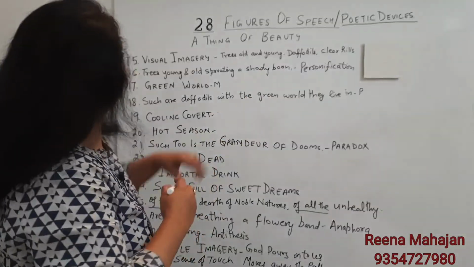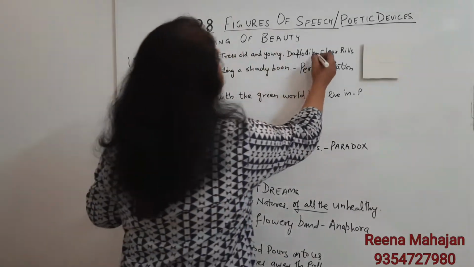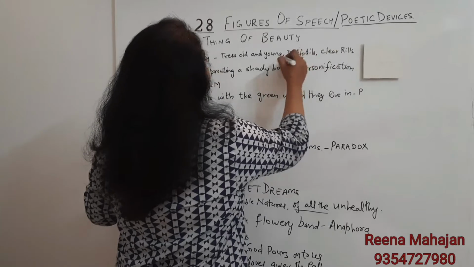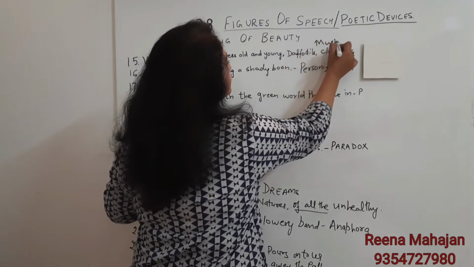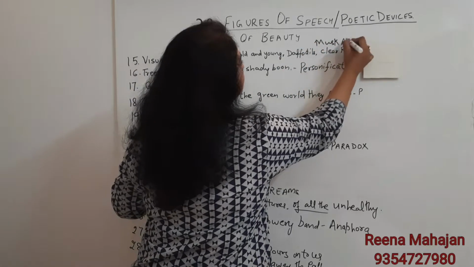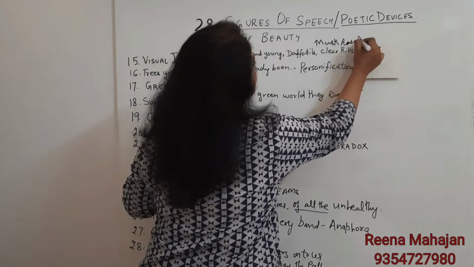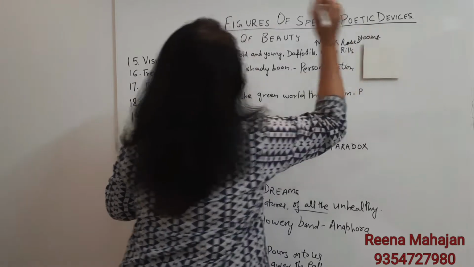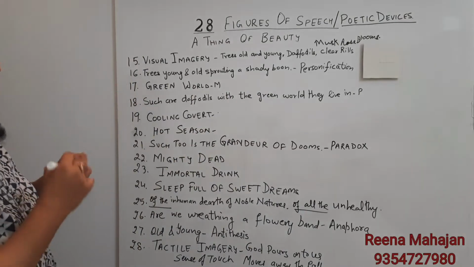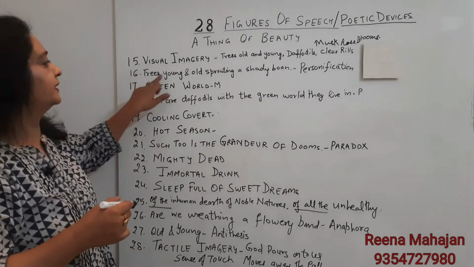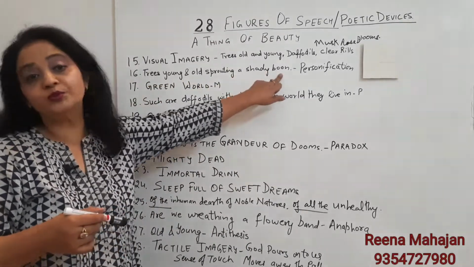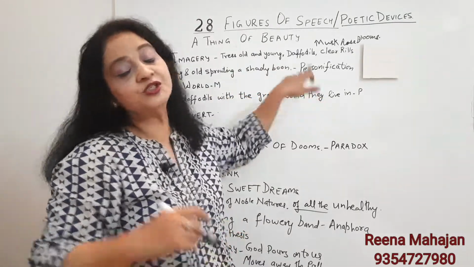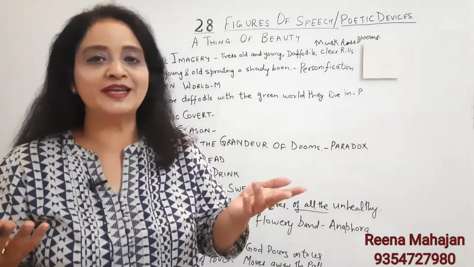There's one more example of this, musk rose blooms. Next, 16th is trees young and old sprouting a shady boon. It's again personification. So I told you what is personification.